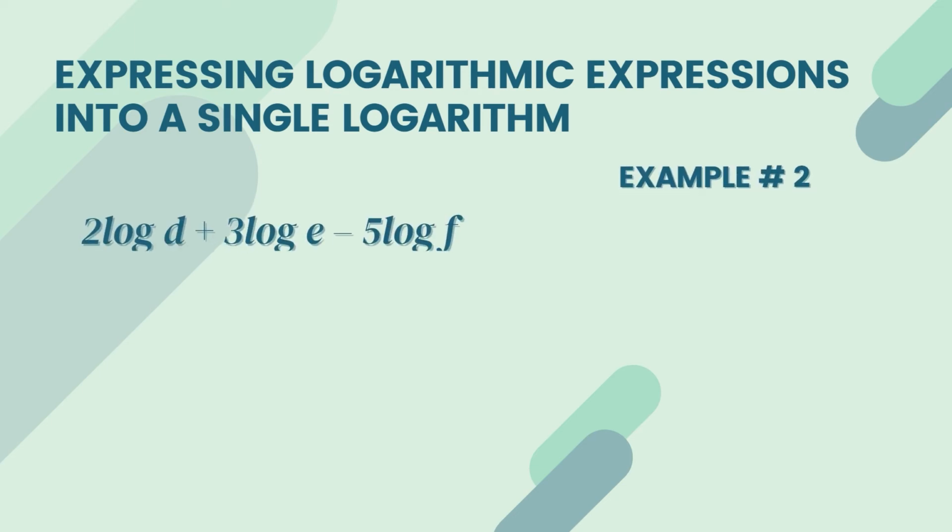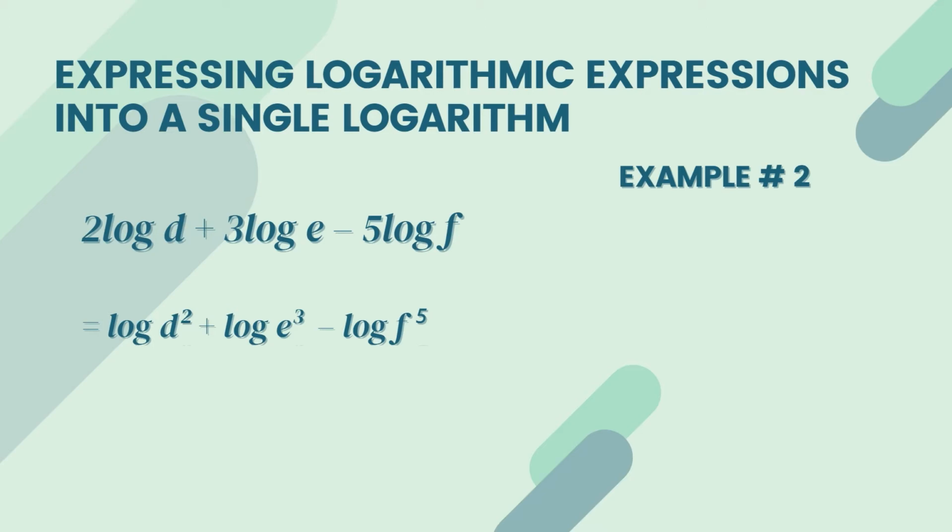Example number 2. We have 2 log d plus 3 log e minus 5 log f. The very first thing we need to do is move the coefficient to the exponent position. So it's going to turn into log d squared plus log e cubed minus log f to the 5th power. Now, we can write it as a single log. d and e are both positive, so they're going to be on top. f, on the other hand, has a negative sign in front of it, which means that f to the 5th power goes to the bottom. So our final answer is log d squared e cubed over f raised to the power of 5.